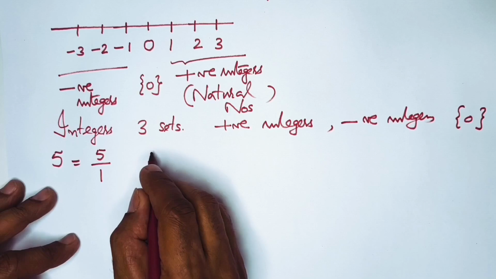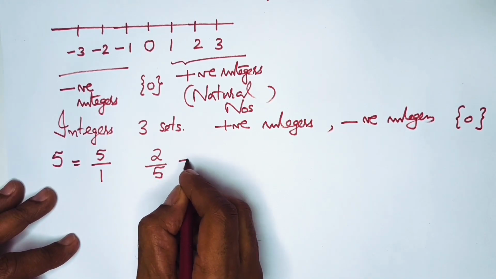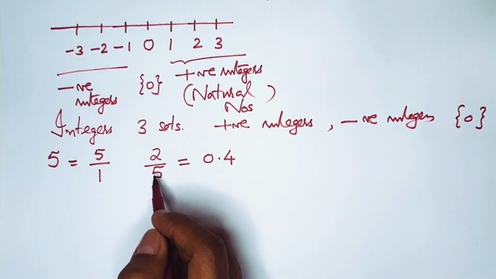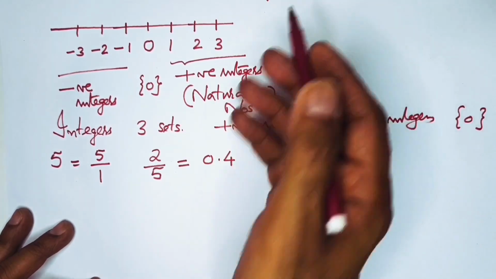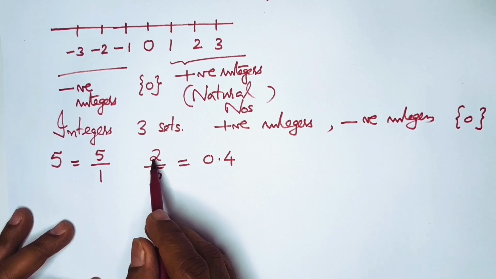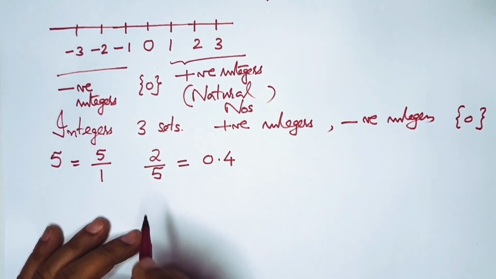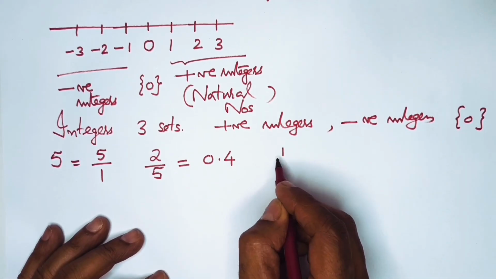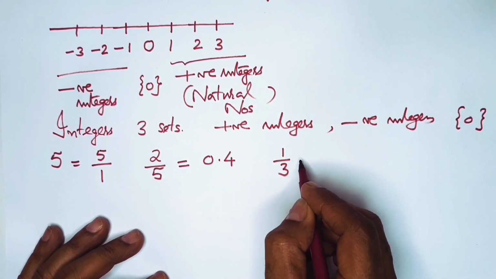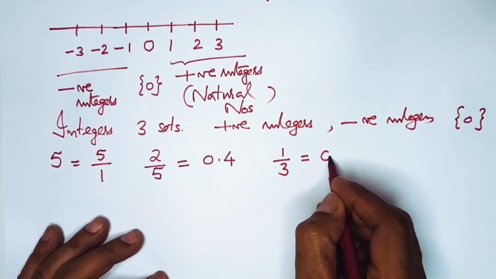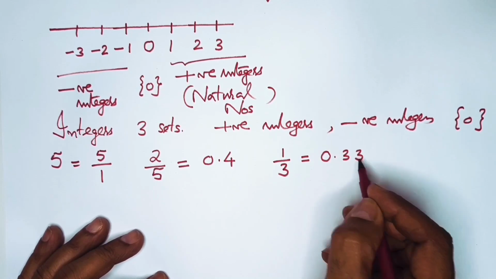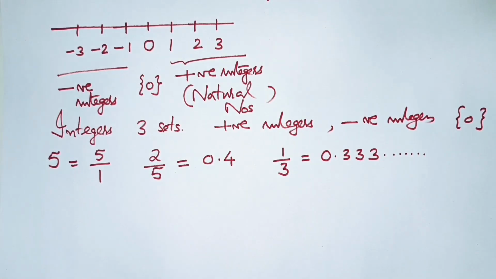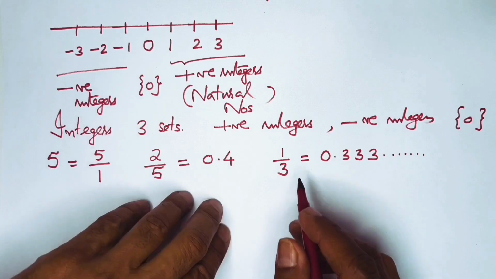Now take another fraction, 2 by 5. When you put this in the decimal form, what do you get? 0.4. So 2 by 5 is a rational number because it satisfies the basic definition of a number in the form P by Q, where P is 2 and Q is 5. And when expressed in the decimal form, you are getting 0.4. Now let's look at another rational number, 1 by 3. What do you get when you put it in the decimal form? 0.333, it goes on. It will never end. For calculation purposes, of course, you take approximations, but the real value goes on.